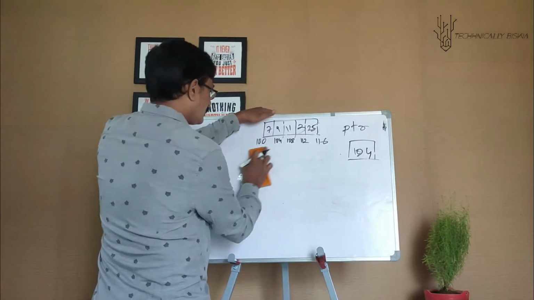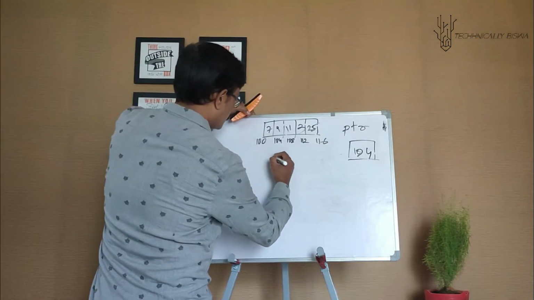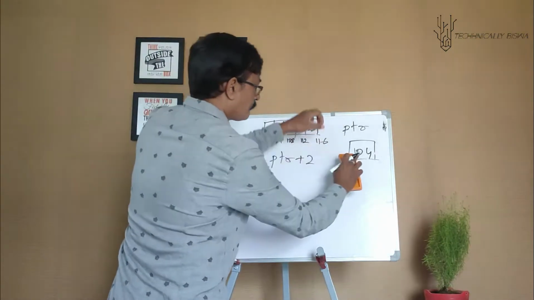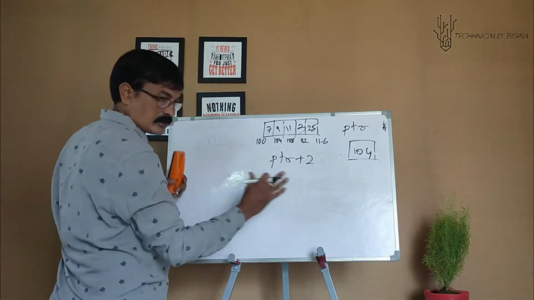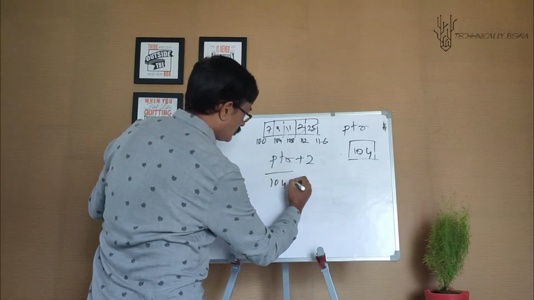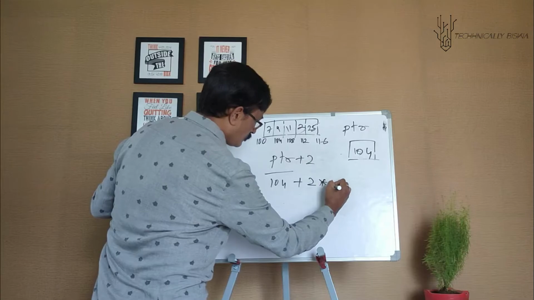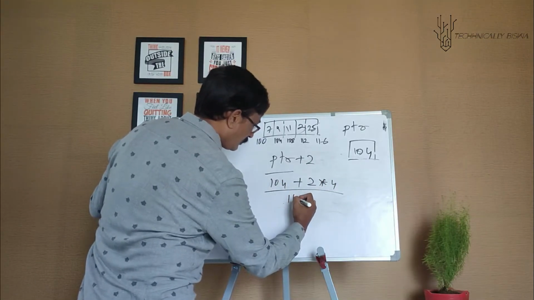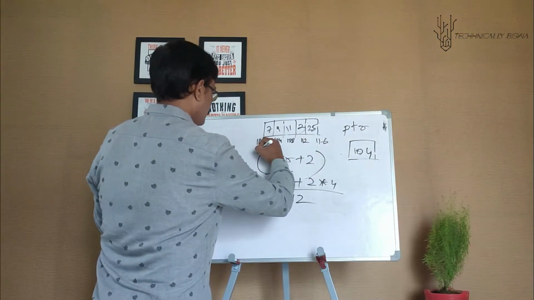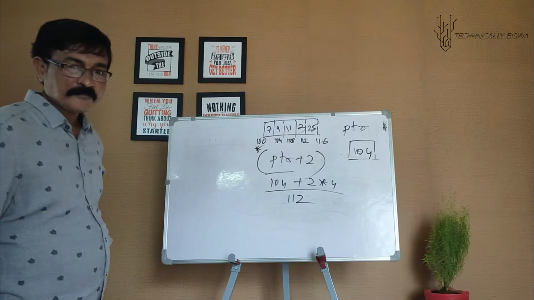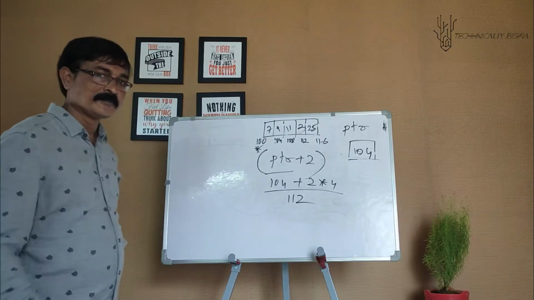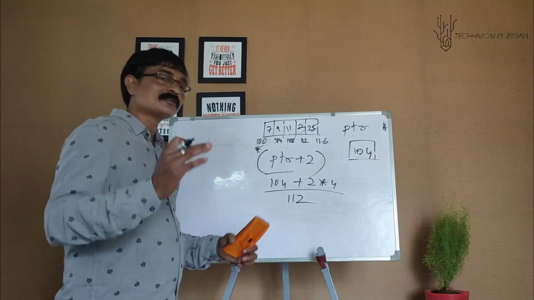Similarly, look at the two statements. If I say ptr plus 2, assuming it has the address 104, what does it give me? 104 plus 2 into 4. What does it give me? 112, isn't it? Now if I say star of that, it gives me the value at 112. What is the value at 112? 3.